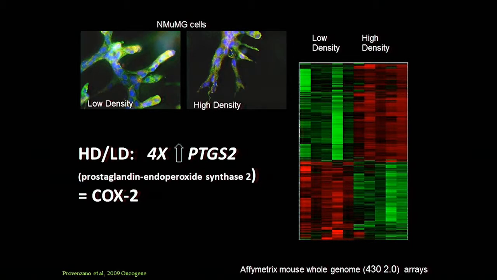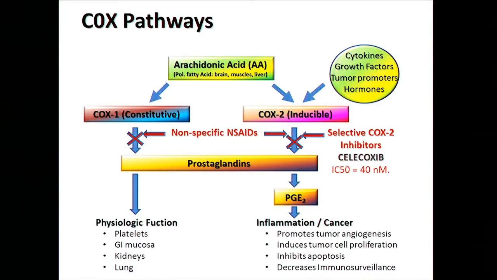We also find, when we go back to this gene expression array, that one of our biggest hits is this thing called prostaglandin endoperoxide synthase 2, or COX-2. And what this gene does is it converts arachidonic acid, it's part of the eicosanoid pathway. It converts it into prostaglandins and something called prostaglandin E2, involved in inflammation and cancer.